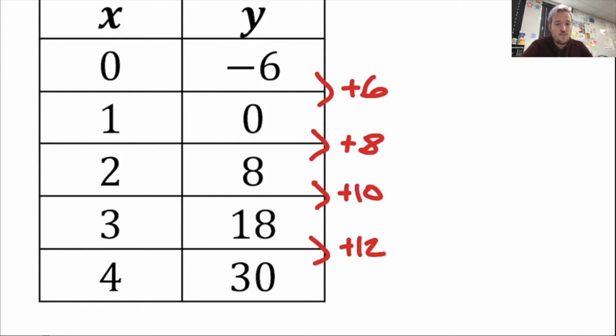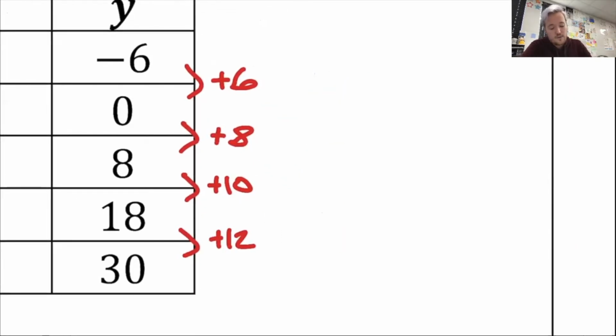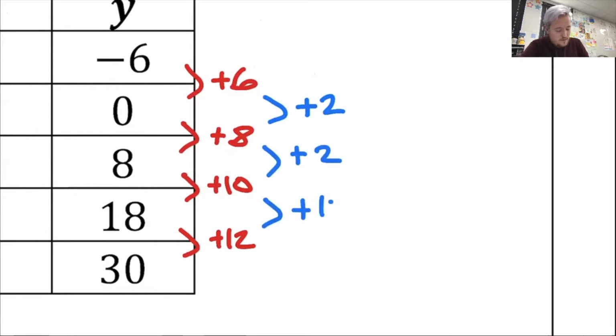All right, so what I'm going to do is I'm actually going to go another level. So now I want to find the change between 6 and 8. So between 6 and 8, that's plus 2. Between 8 and 10, that's plus 2. And between 10 and 12, that's plus 2. So now if you look here, now we have a clear, consistent change.